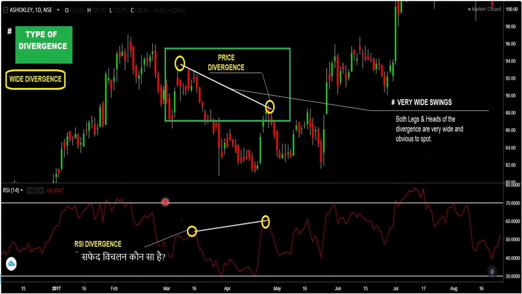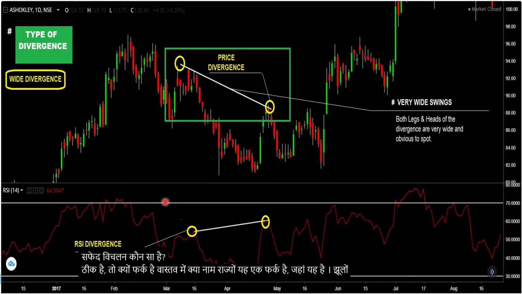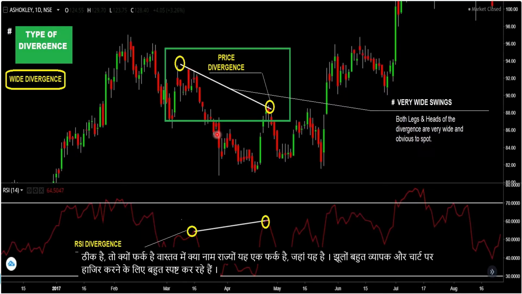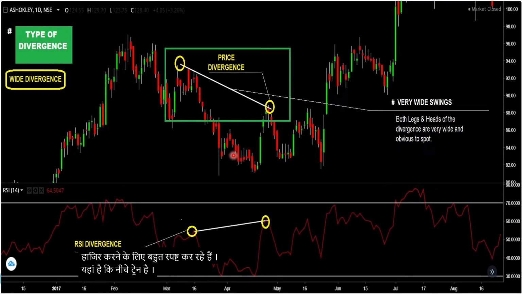Okay, so wide divergence is exactly what the name states. It is a divergence where its swings are very wide and very obvious to spot on the chart. Here is the downtrend. We had our divergence, which then triggered a reversal. Notice how wide these swings are. Hence, the name wide divergence.